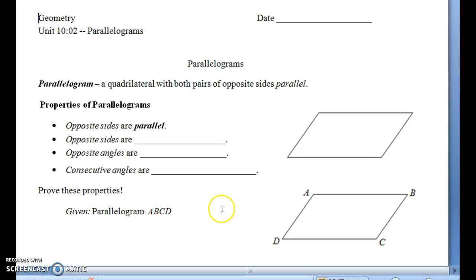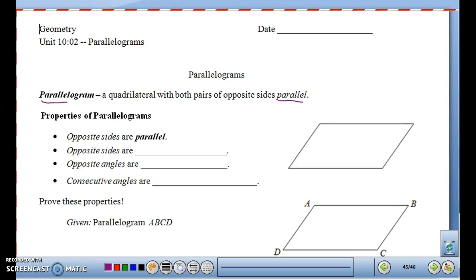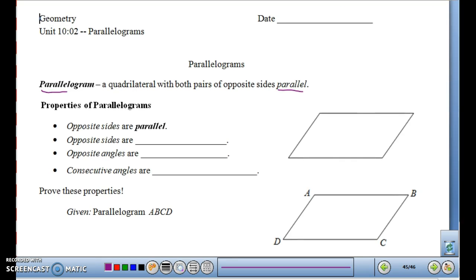This is Geometry Unit 10, Lesson 2 on parallelograms. Parallelograms are a special kind of quadrilateral. A parallelogram is a quadrilateral with both pairs of opposite sides parallel. Guess why it's called a parallelogram? So if we have a quadrilateral with both pairs of opposite sides parallel, it is a parallelogram.